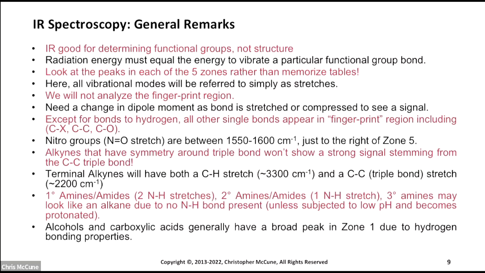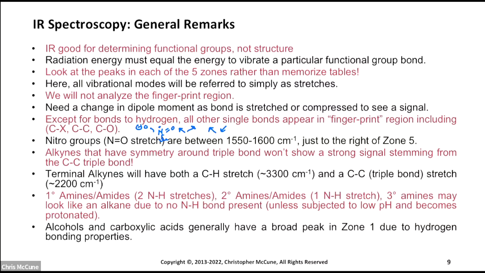Nitro groups, the NO stretch, there's 2 different NO bonds, and so you see here for a nitro group, you get stretching that's symmetrical versus asymmetrical stretching. So a nitro group often shows up as two peaks, and it also does so right near the fingerprint region, but it's just to the right of what I'll call zone 5. So it's kind of tricky to see that one sometimes, but it gives really strong signals also.